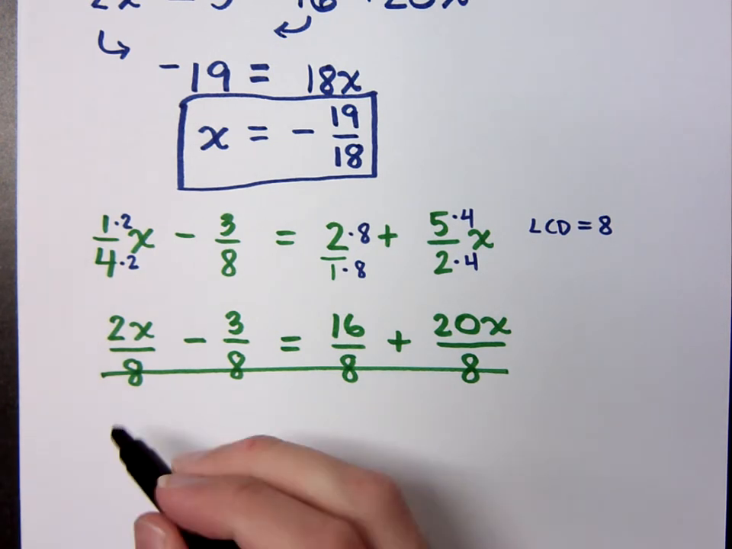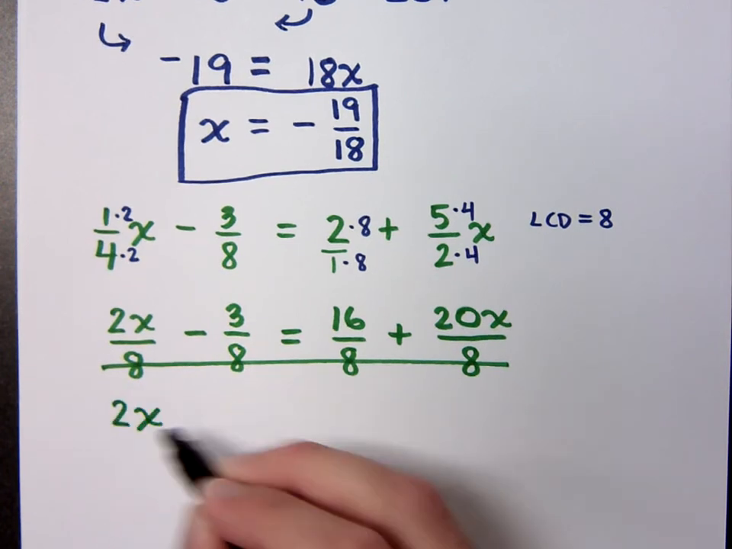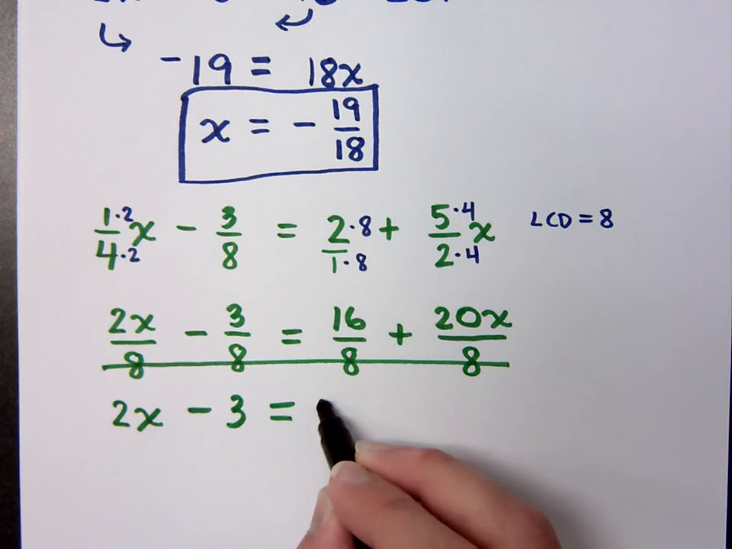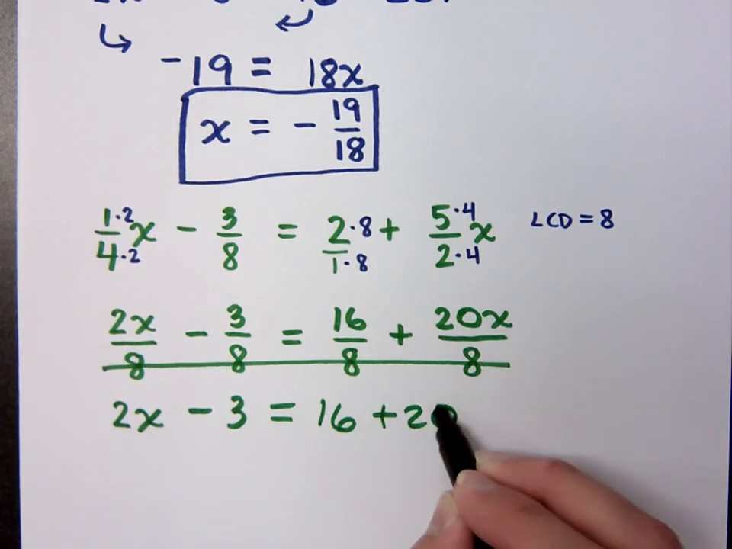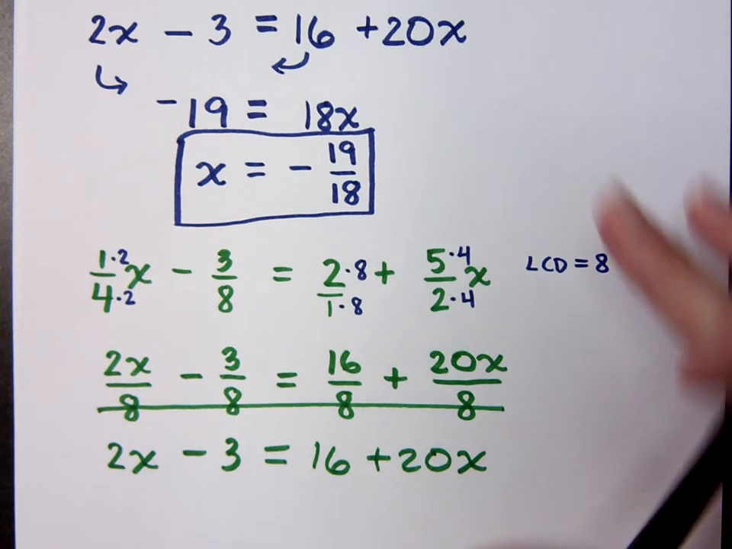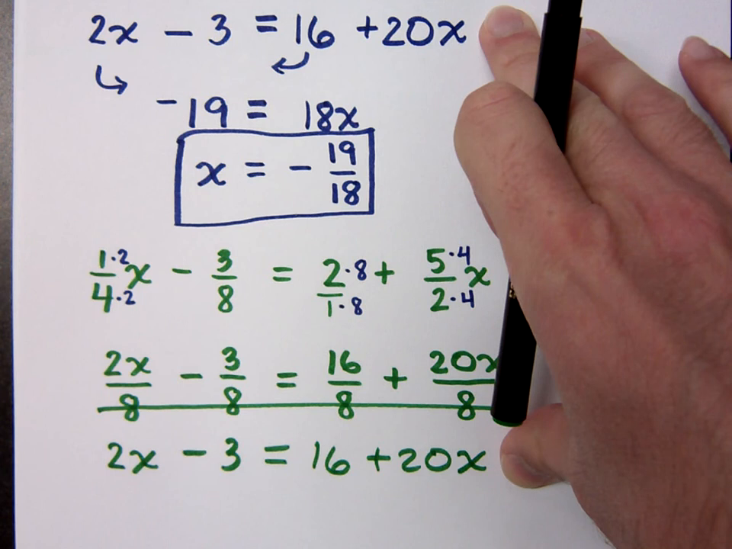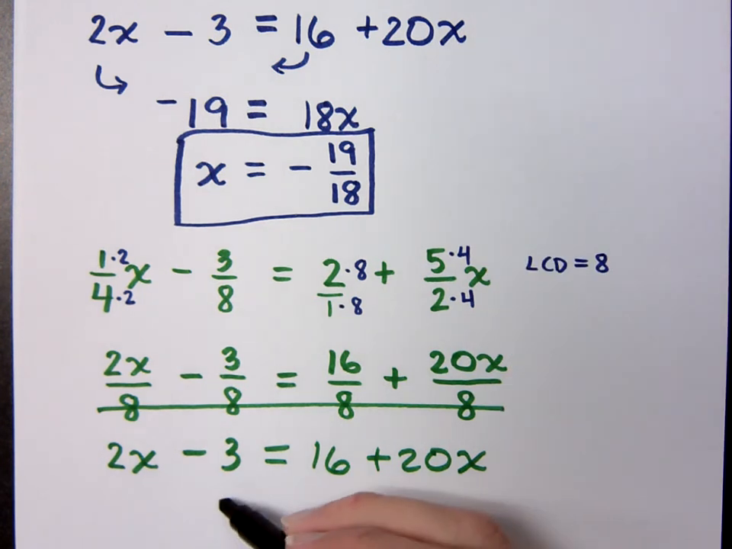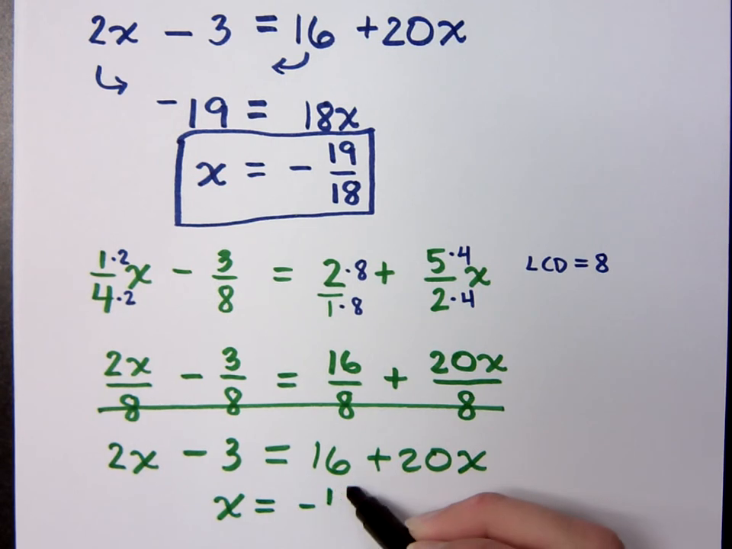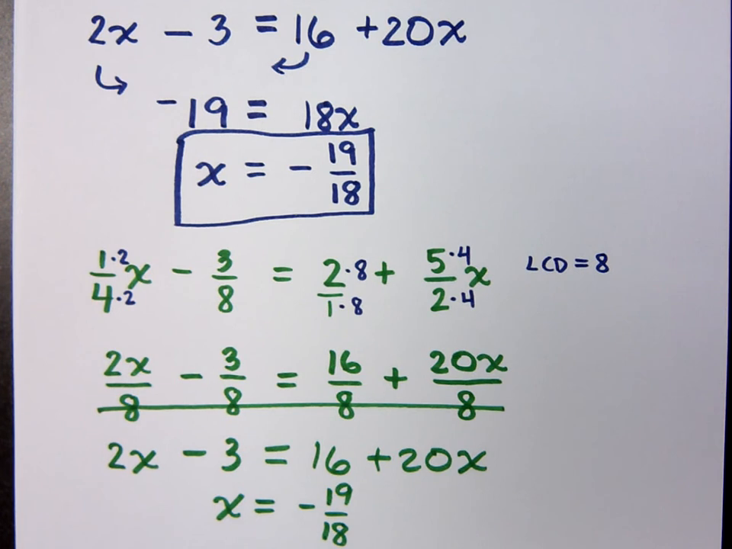So once these 8's are gone, you have the same equation that we had above. 2x minus 3 equals 16 plus 20x. Look, it's the same thing that we had before. Okay? The exact same thing, which means when I finish this, I'm still going to end up with negative 19 over 18. So it's really viewer's choice. You get to do whichever method you want to do. Some of these equations are set up so it's easier to do it the way where you're just getting everybody to have the same denominator, like here. Other equations, it's best if you can clear out the fractions by multiplying times the LCD. So let's look at some of those.